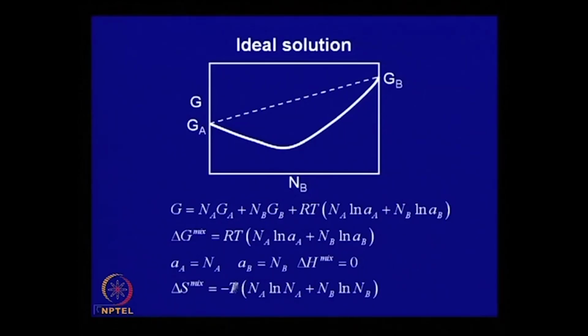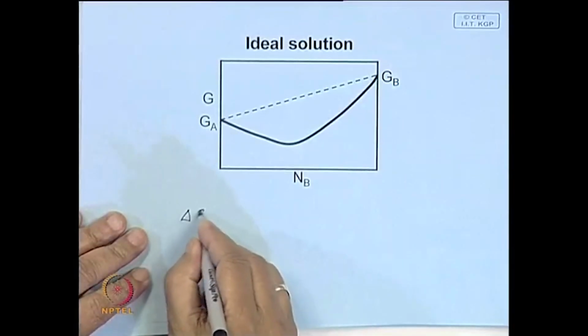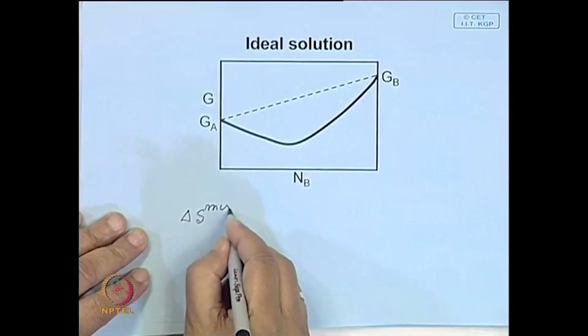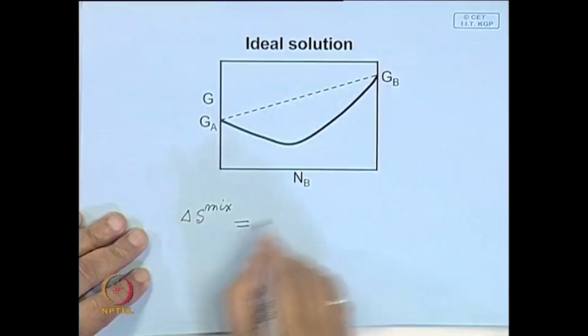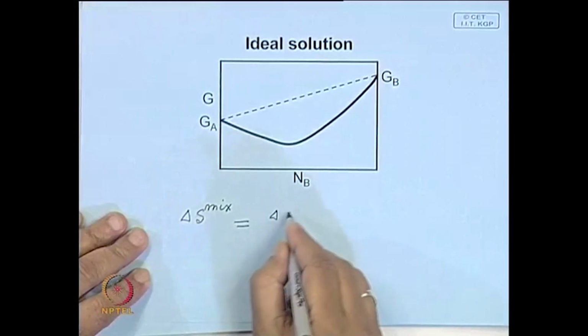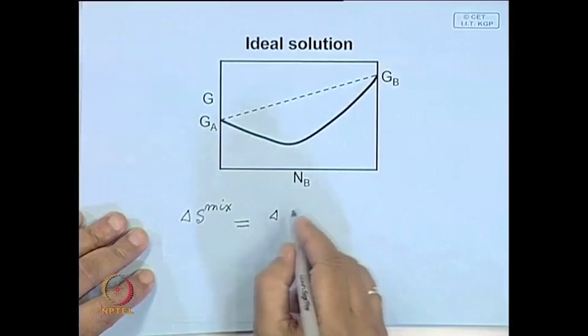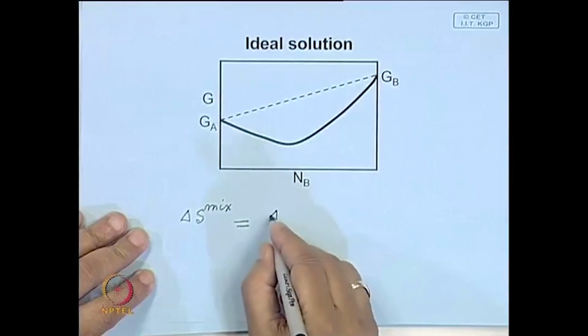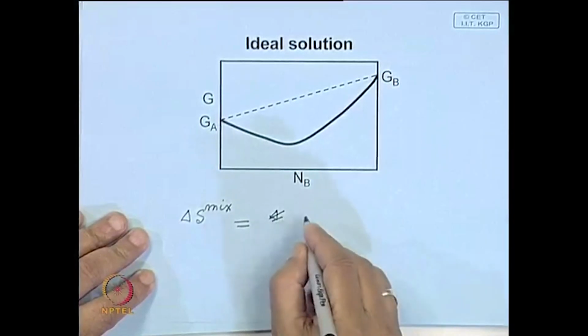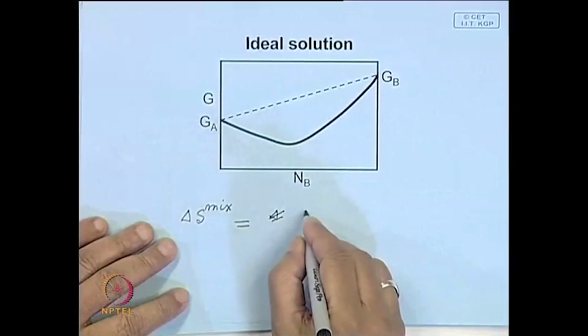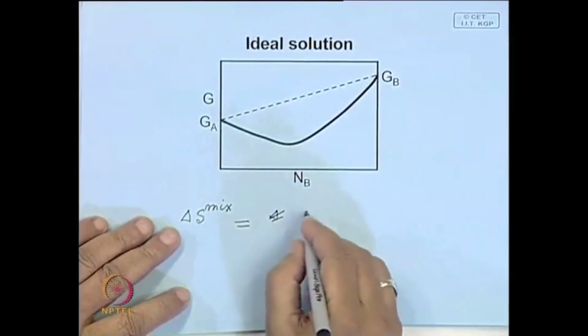I think there is a mistake here. It should be R. So delta H by T is actually the entropy of mixing. Entropy of mixing is actually, entropy of mixing. The dimension of entropy is heat.